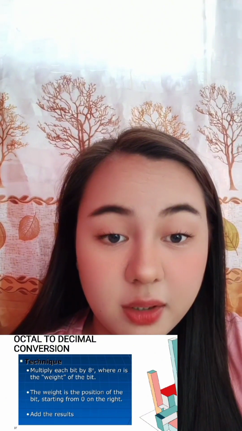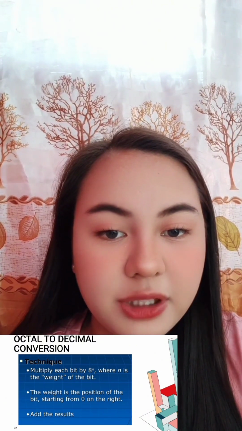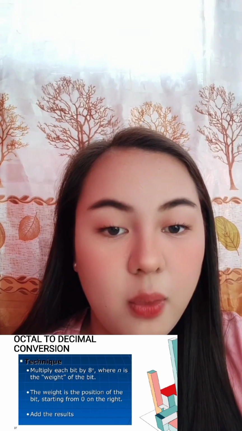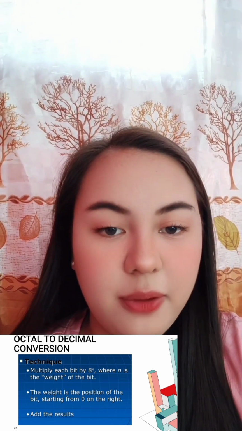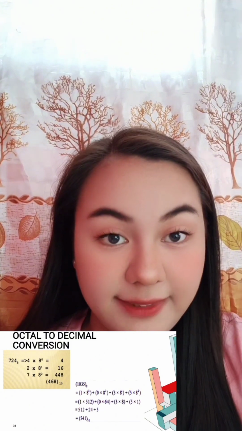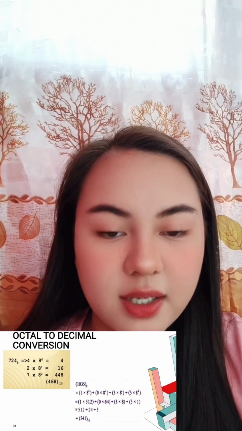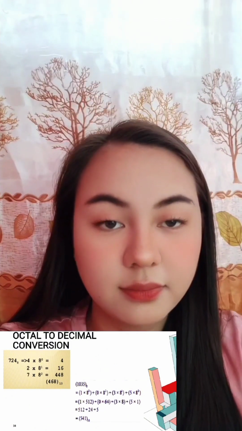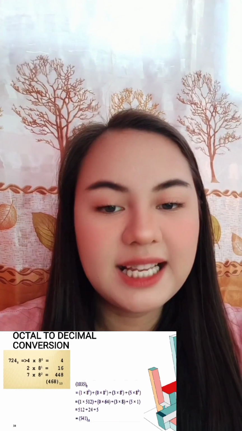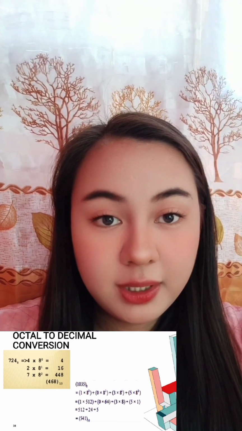Octal to decimal conversion technique: multiply each bit by 8 to the power of n, where n is the weight of the bit. The weight is the position of the bit starting from 0 on the right. Add the results. For example, 724 subscript 8.